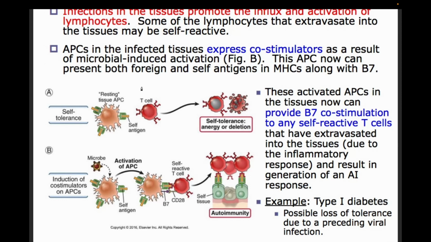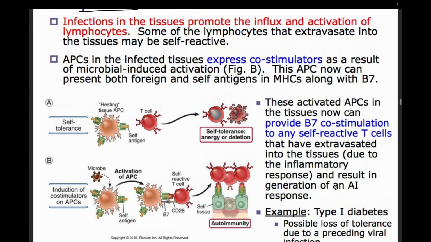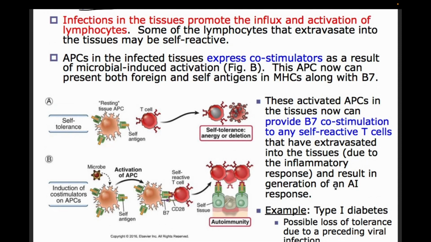APC can present both the foreign antigen and self-antigen in MHC along with B7. These activated APC in the tissue now can provide B7 co-stimulation to any self-reactive T cell that has extravasated into the tissue due to the inflammatory response, and cause what? Autoimmune disease. Now normally, when we have self-tolerance, the APC that presents the self-antigen is immature. What does immature mean? It doesn't have the secondary signal, B7.